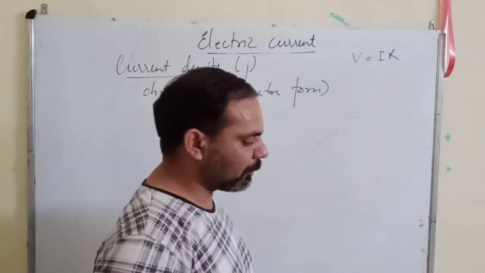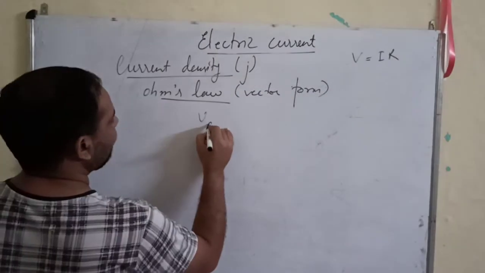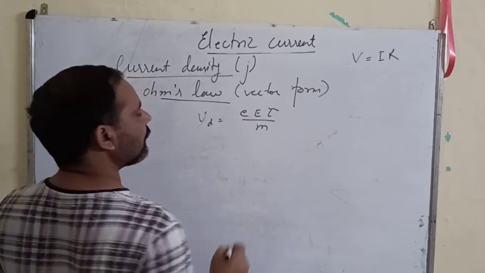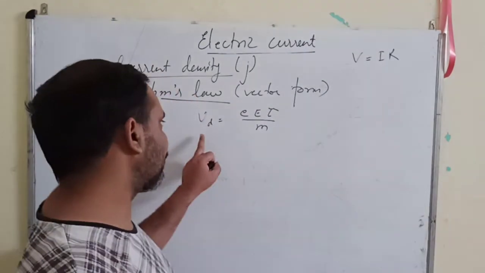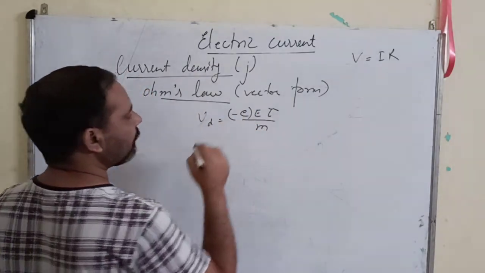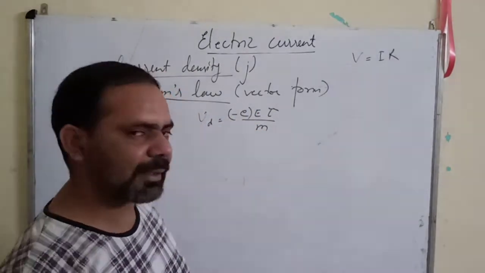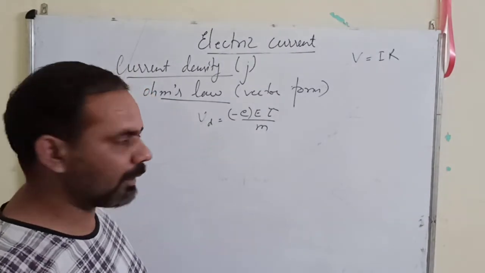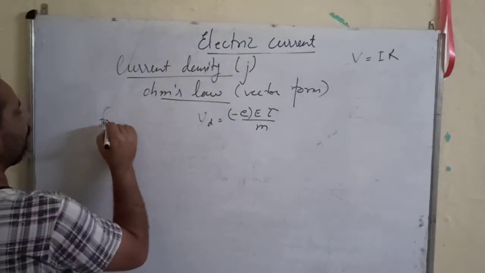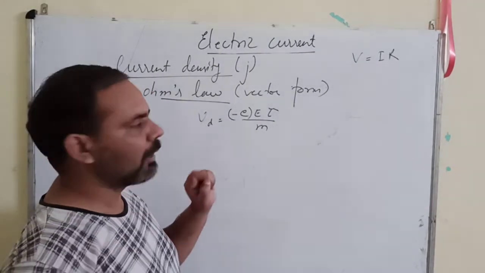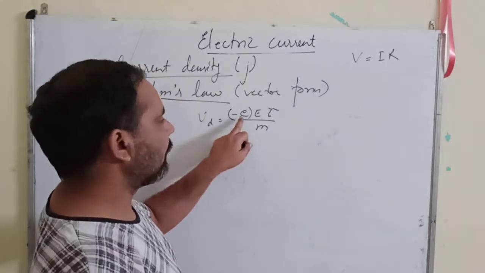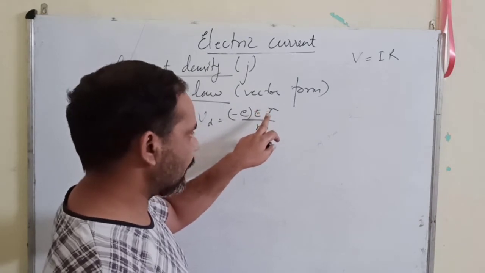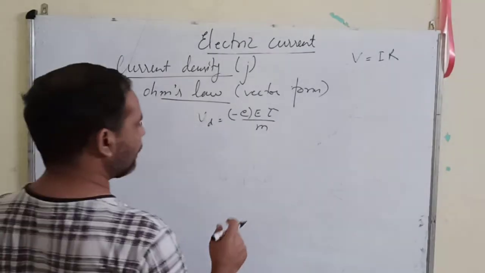We have a vector form of Ohm's law also, and we will derive that. Vd is equal to E tau upon m. We are finding the drift velocity of the electron, so we will take a minus e. We will keep a minus sign because the charge of the electron is negative. So the drift velocity of the electron is minus eE tau upon m. Here e is the charge of the electron, capital E is the applied electric field, tau is the relaxation time, and m is the mass of the electron.